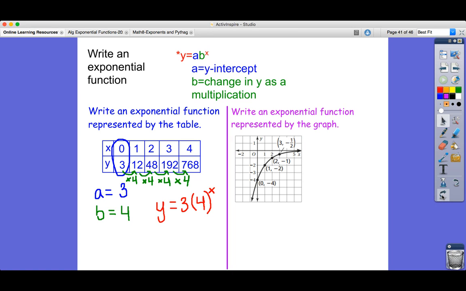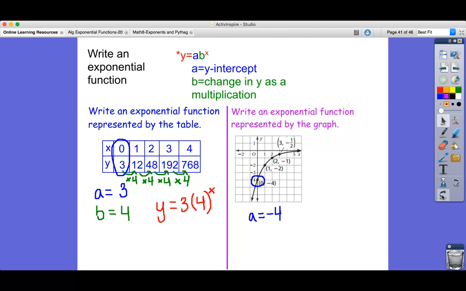Okay, so looking at the graph, we have to do kind of the same process. We have to look for the y-intercept and the change in y as a multiplication. Sometimes this is a little bit more difficult because it's not the way we're used to looking at it. So we're going to first look for our y-intercept, and the y-intercept is just where our line crosses the y-axis. So this one crosses at -4. So our y-intercept is -4.